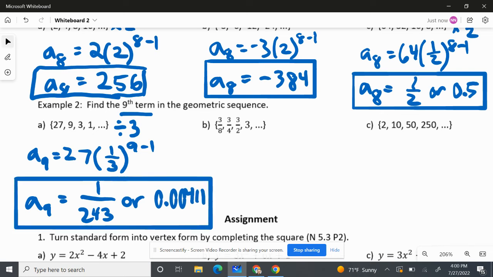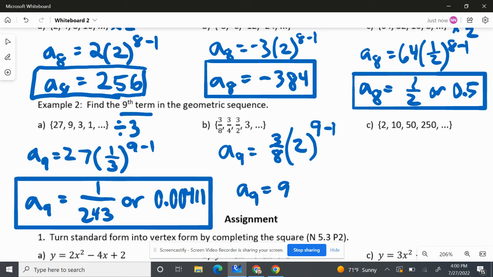For the next one, a sub 9 equals, we have 3/8. We notice that it's being multiplied by 2 because in the denominator it goes from 8 to 4 to 2. Notice that the numbers are getting larger. So we're multiplying it by 2 to the 9 minus 1. And 2 to the 8th power times 3 divided by 8 gives us 96.